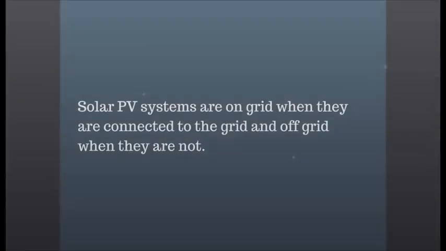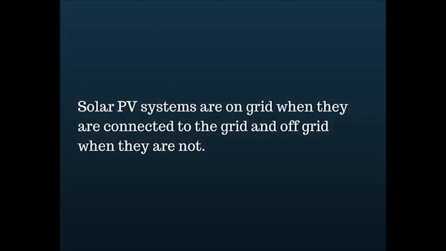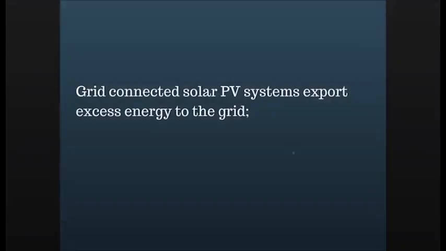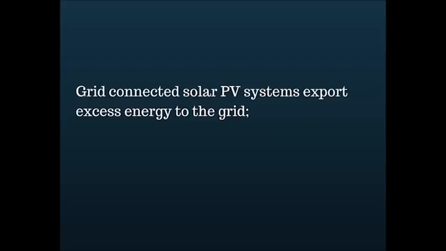Solar PV systems are on-grid when they are connected to the grid and off-grid when they are not. On-grid or grid-tied PV systems export excess energy to the grid. In case the sun is not available, the connected loads get power from the grid.